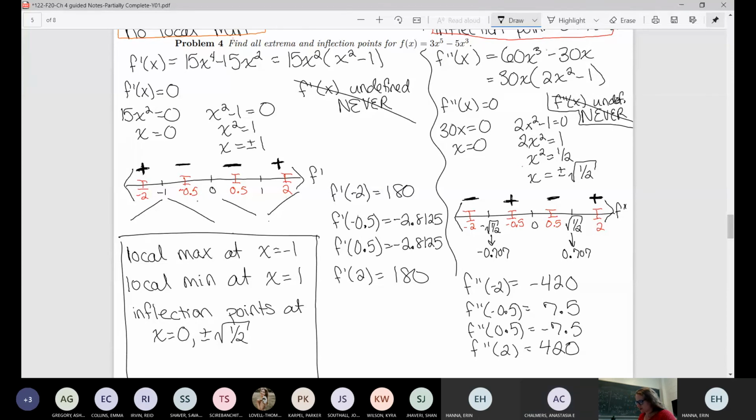So when you're typing in the cubic part, we're using 60x cubed minus 30x, right? At least that's what I was using. Oh, okay. Are you using the factored form? Yeah, but I'll see if I get the same answer when I do it that way.